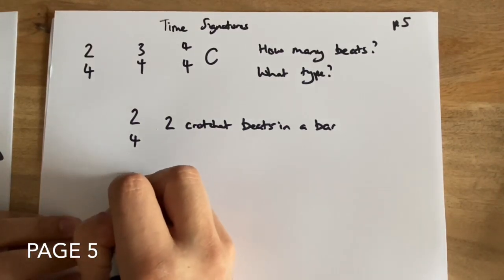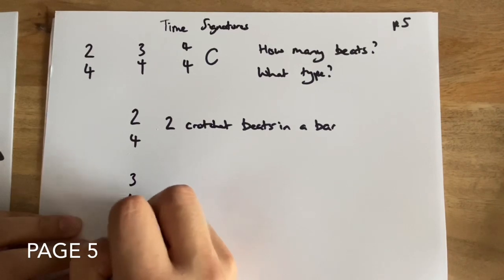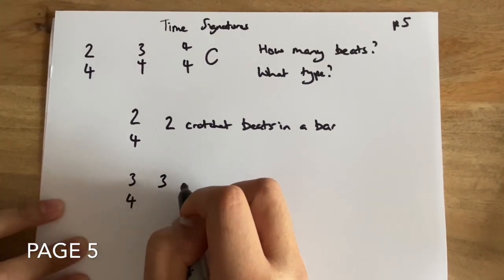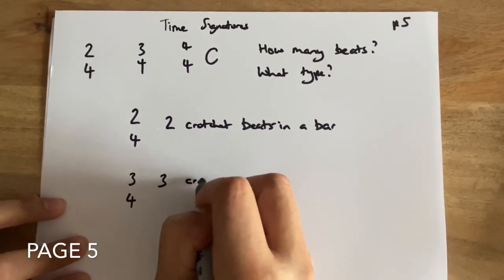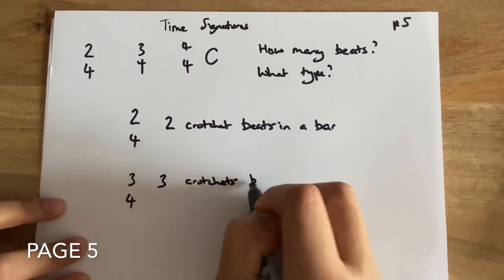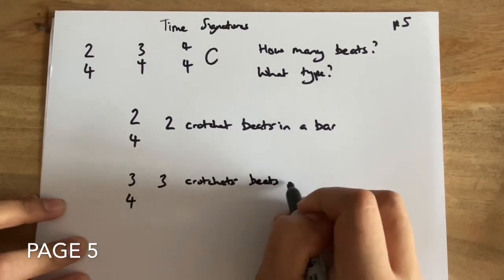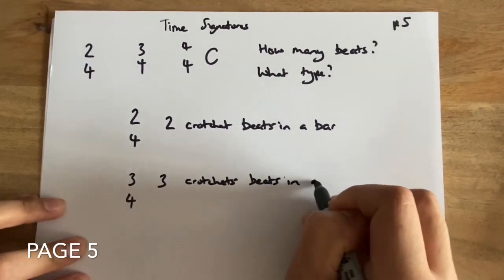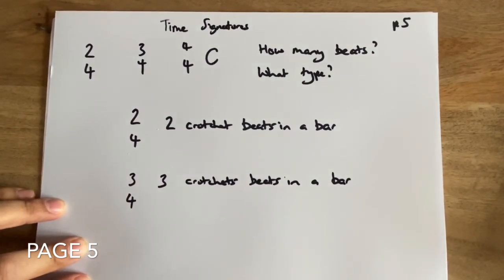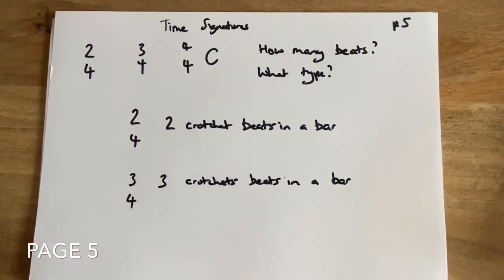Now, you only need to know those ones at the top of this page that I'm writing here for grade 1. So 3/4 means 3 crotchet beats, because the top number is how many beats, remember? Look at the top. 3 crotchet beats in a bar. They're crotchet beats because the bottom number is a 4. That's because when you split the whole note, you get 4 crotchets. You're splitting it into quarters, into 4.